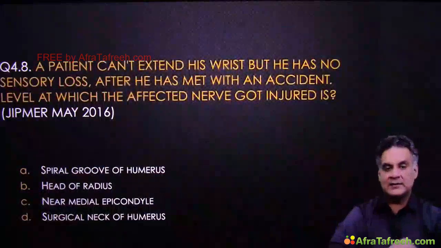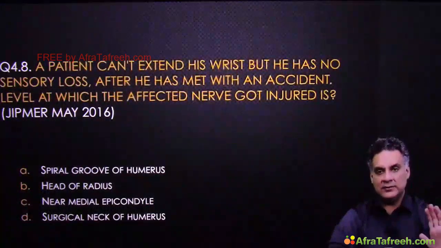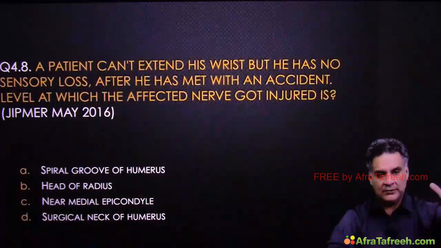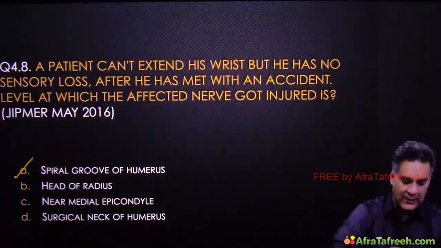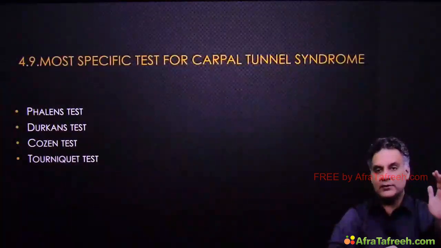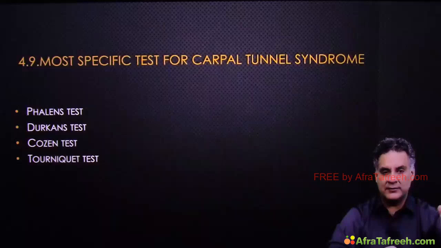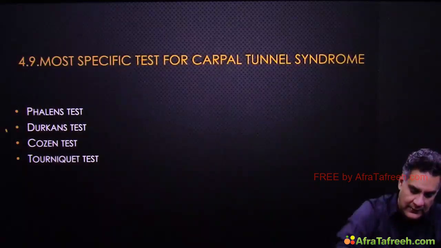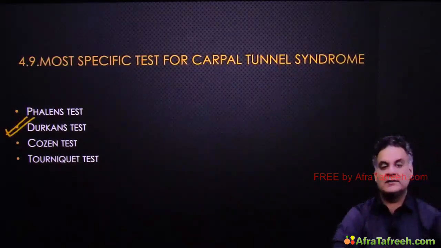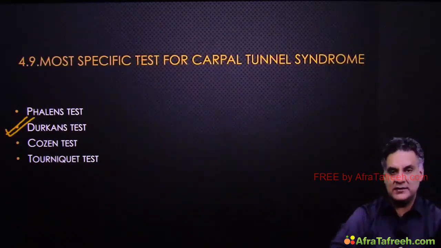A patient can't extend his wrist, but he has no sensory loss. So he has a wrist drop. Wrist drop, radial nerve, spiral groove. We had a discussion on this question. Most specific test for carpal tunnel syndrome, I told you, direct compression test or the Durkan's test. So this was about the nerve injuries.